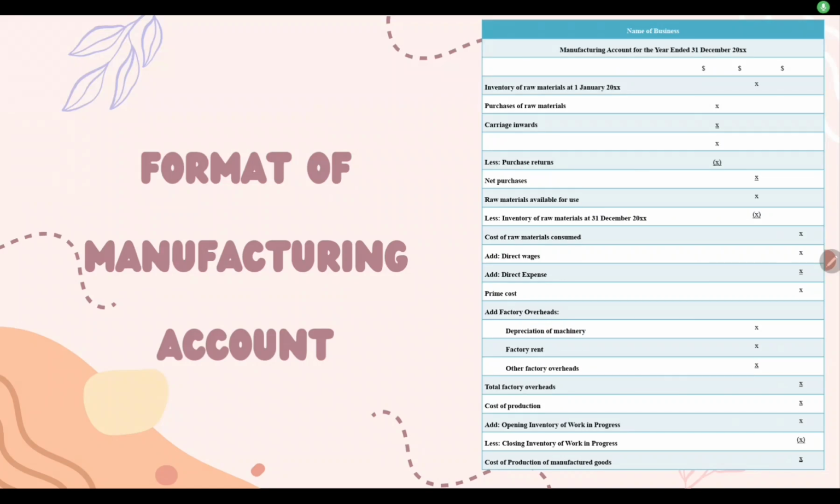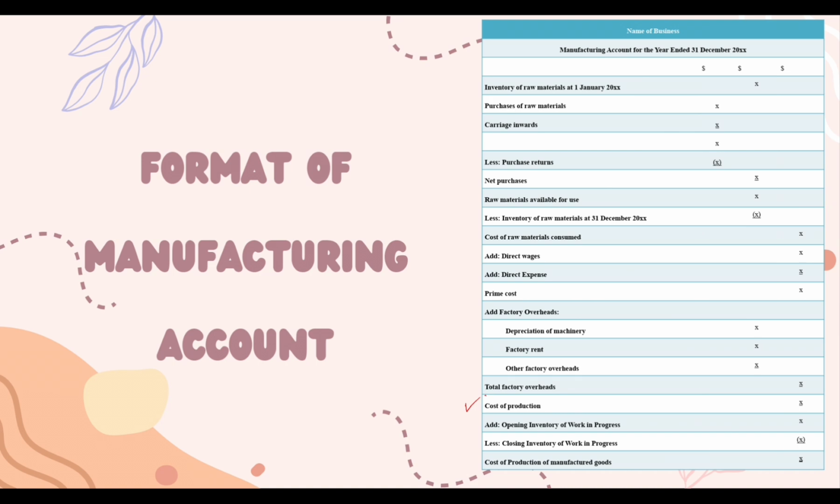Today I'll be taking you through the format of a manufacturing account along with an example. So here's the entire format. Most of the time it ends at cost of production. However, in some cases you may have work in progress, and we'll have to deal with that accordingly. So this is the entire format.